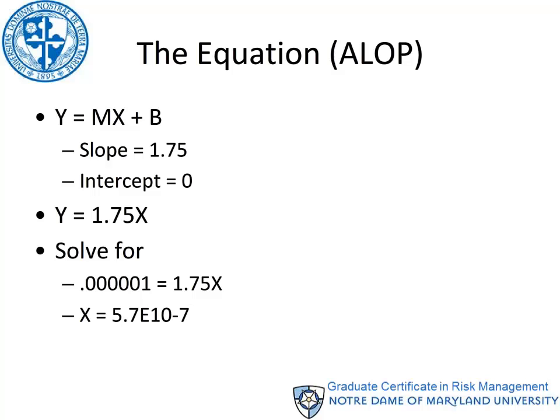1.75x. Now what we want to do is we are going to say that we are willing to accept a cancer risk of 1 in a million. So that's 0.000001 set equal to 1.75x. We solve for x, which would be the dose of benzopyrene that would produce a 1 in a million chance of cancer. So we have an answer here, x equals 5.7 times 10 to the minus 7th.